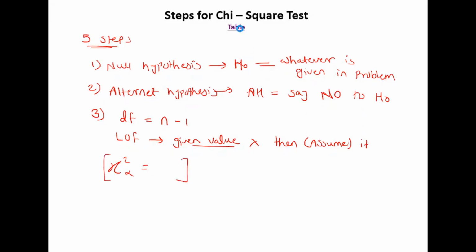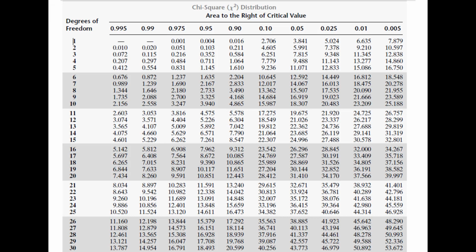So chi-square table looks like this. In the chi-square distribution table, the first column is of degree of freedom, and after that we have the level of significance in the remaining columns. So if degree of freedom is 5 and level of significance is 0.05, then the value of chi-square alpha is 11.071. So like this we find out the values for the chi-square alpha.